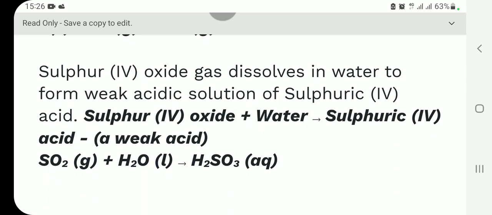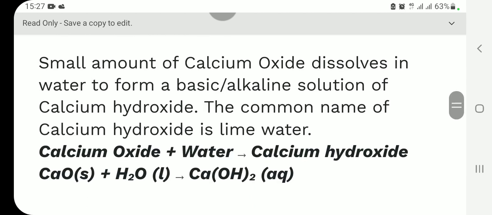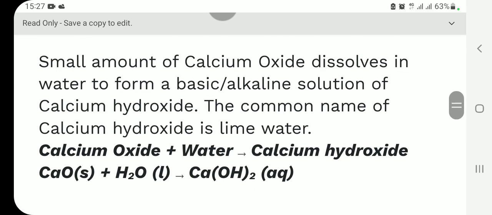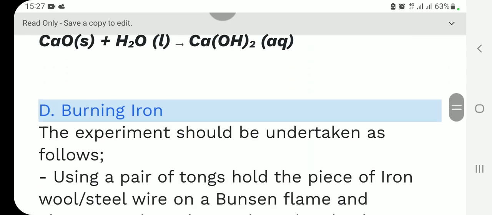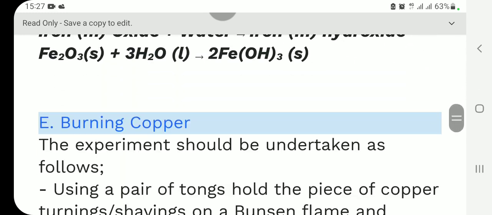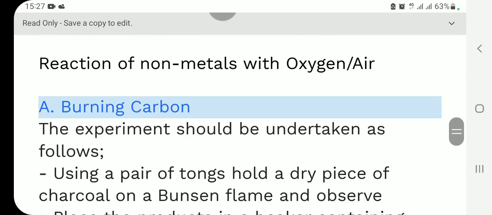If you take the gaseous oxide of a non-metal, such as sulfur or carbon, and you add water, you get an acid. For instance, here we have sulfuric acid, and we had carbonic acid. That's where we have acids. This has gone too fast, sorry.